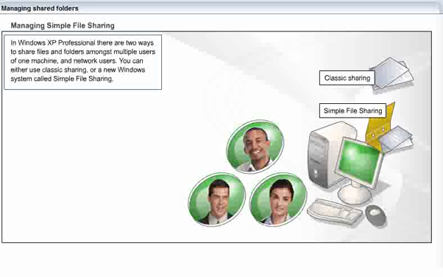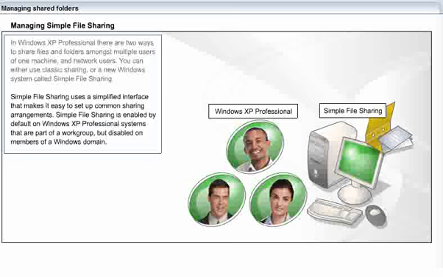In Windows XP Professional, there are two ways to share files and folders amongst multiple users of one machine and network users. You can either use classic sharing or a new Windows system called Simple File Sharing. Simple File Sharing uses a simplified interface that makes it easy to set up common sharing arrangements. Simple File Sharing is enabled by default on Windows XP Professional systems that are part of a workgroup, but disabled on members of a Windows domain.